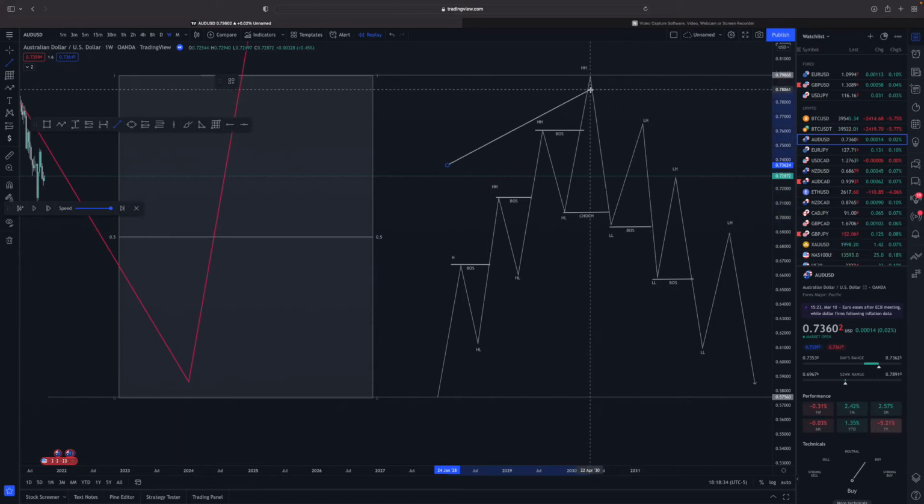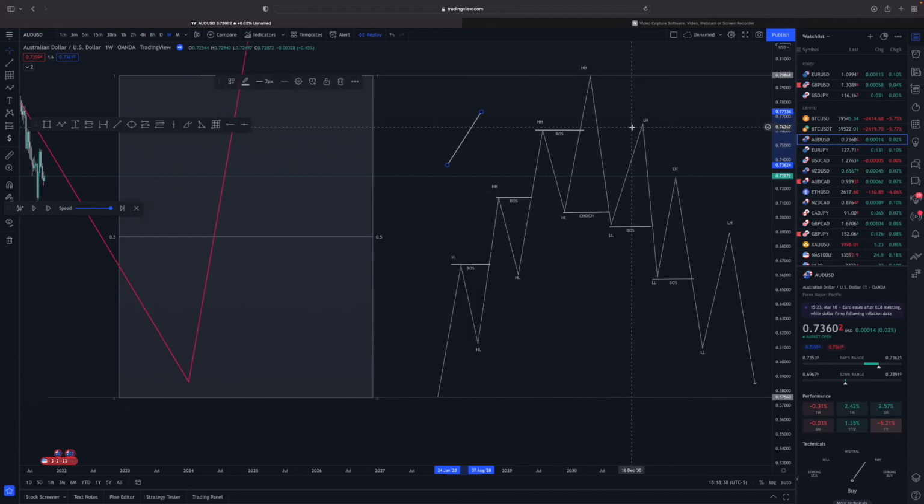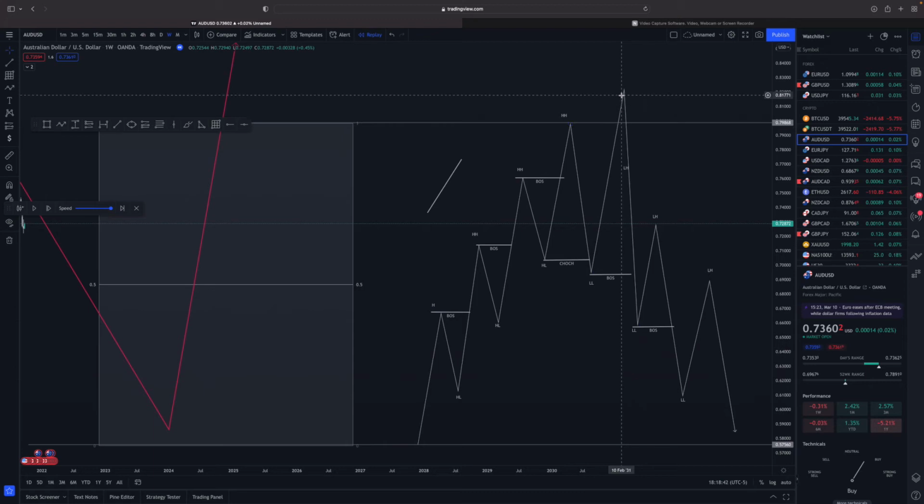Sometimes the market will give you a change of character and then do this, so you have to be mindful of that, guys. That's why you wait for your breakout structure. So your change of character first, then your breakout structure. That gives you the reason behind why you trade.